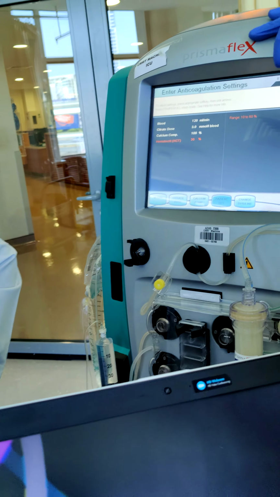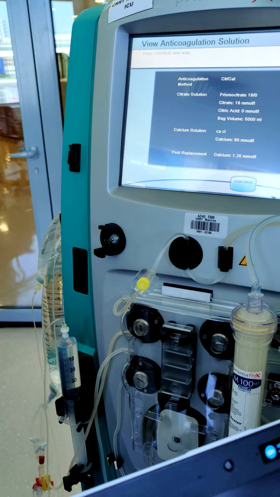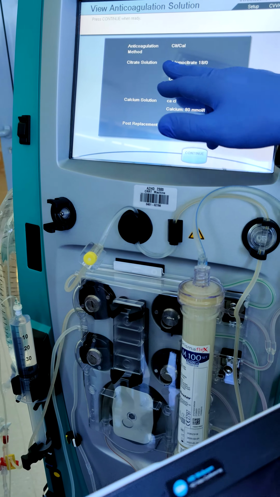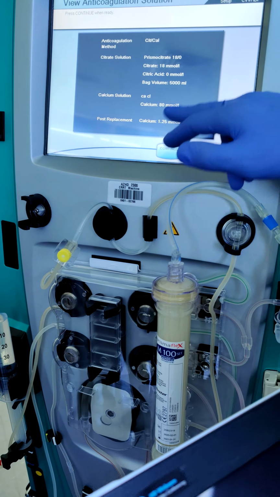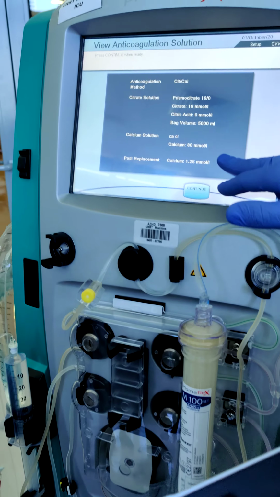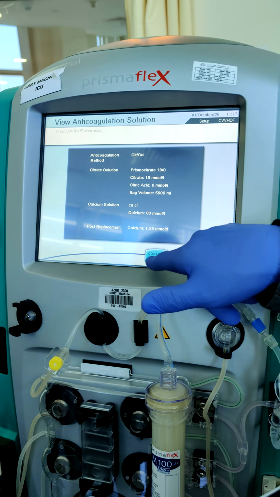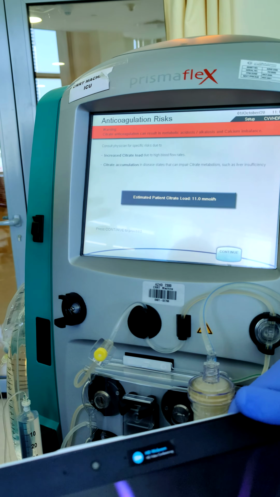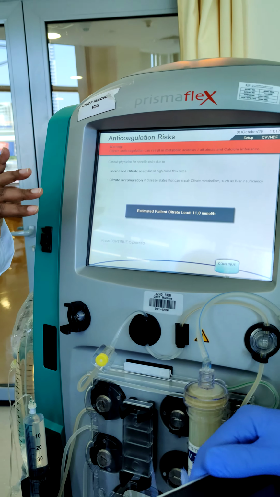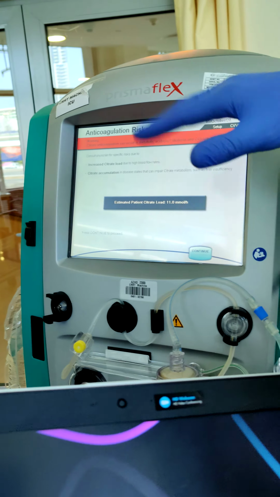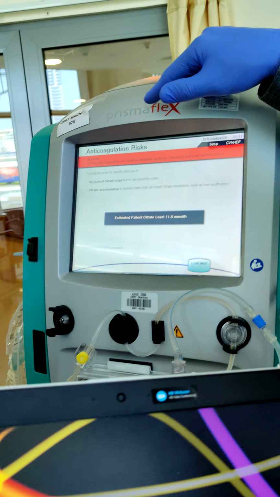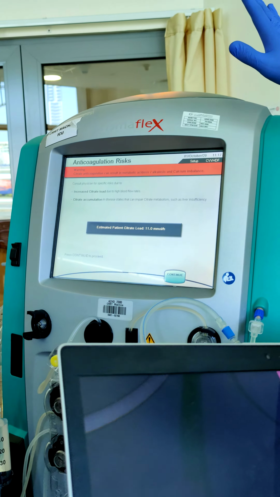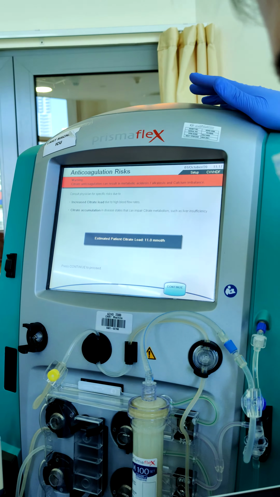Confirm. If we need to view the solutions, we can go to the solution again to check here: anticoagulation, citrate, calcium, Prismocitrate. This is the composition, the calcium solution. This is to review. Continue, confirm. So in this screen, the calcium dose will not come here. The machine will take care of infusing the calcium to the patient, 100%. The question is the solution concentration, how much is it?